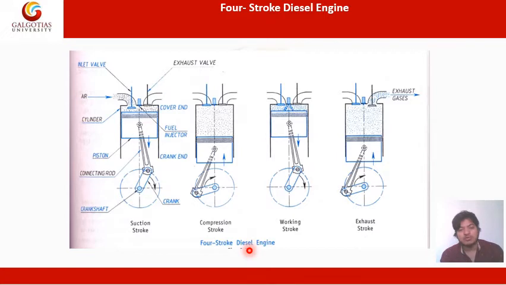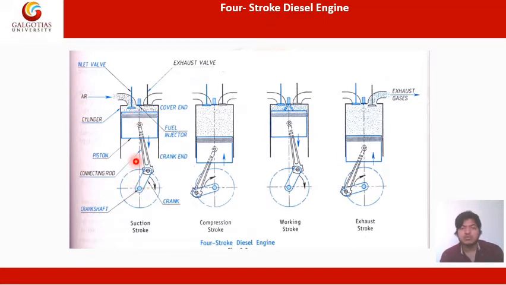Apart from the diesel engine, one more engine is there, known as the petrol engine, in which petrol is used as a working fluid. In this diagram, in this suction stroke, you can see that there are inlet valves and an exhaust valve. During the suction process, as the crank moves, the crank is connected to the crankshaft, and this crank is connected to the piston through the connecting rod.